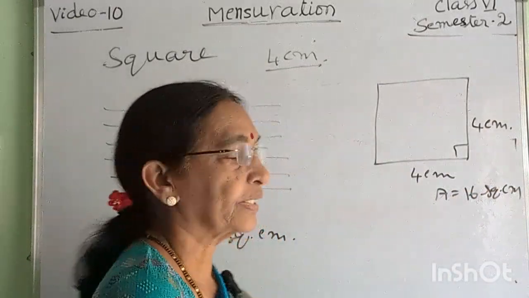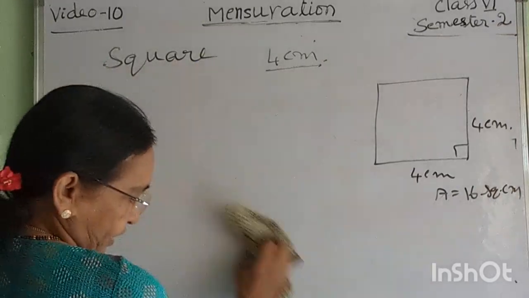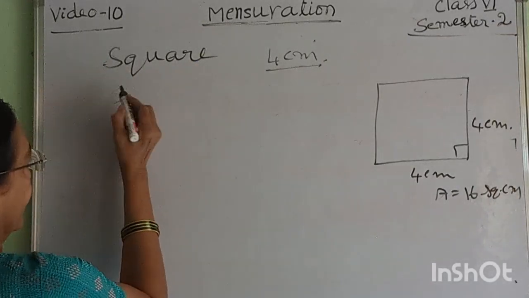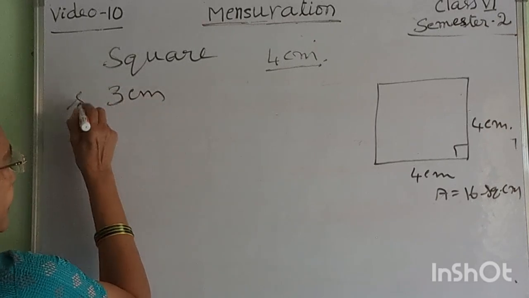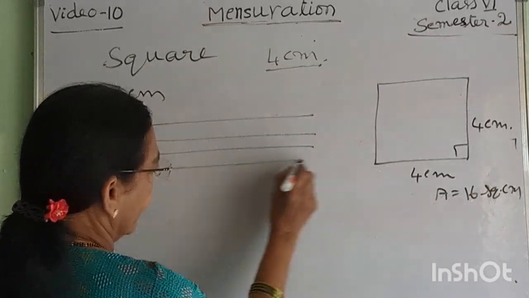Now consider another square whose side is 3 centimeters. Side of a square is 3 centimeters. Again I will put this on a graph sheet.